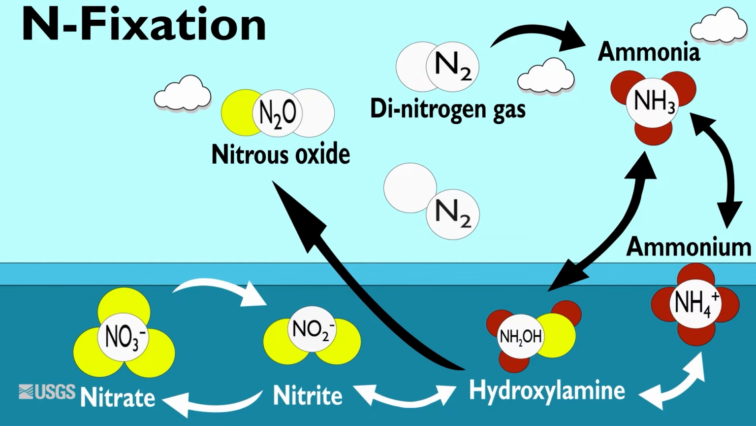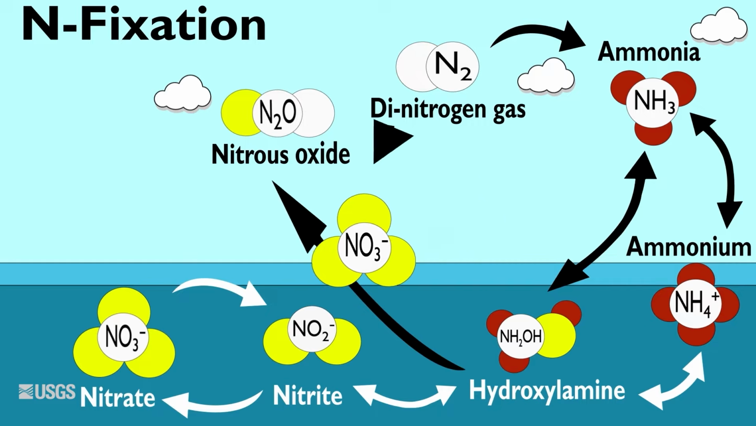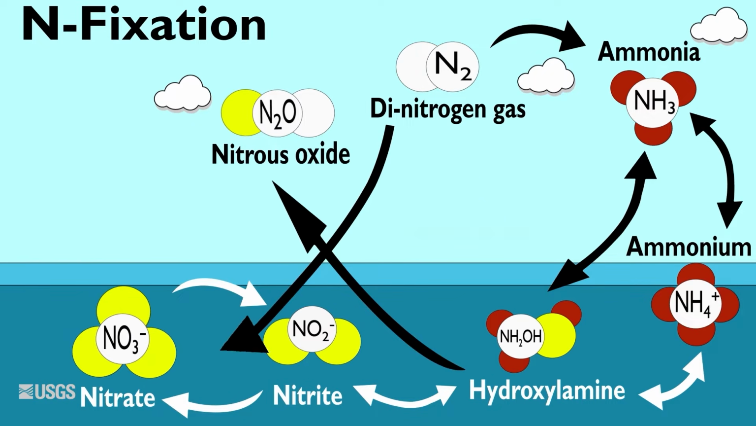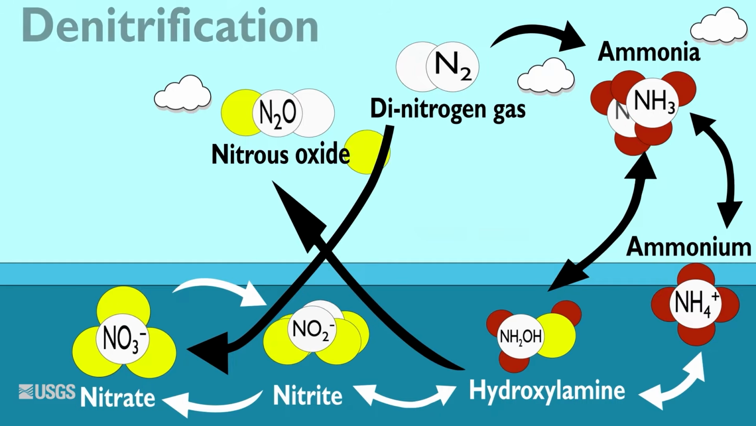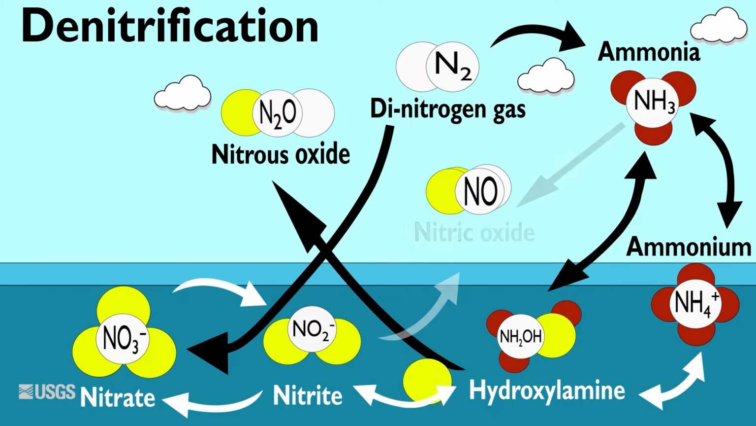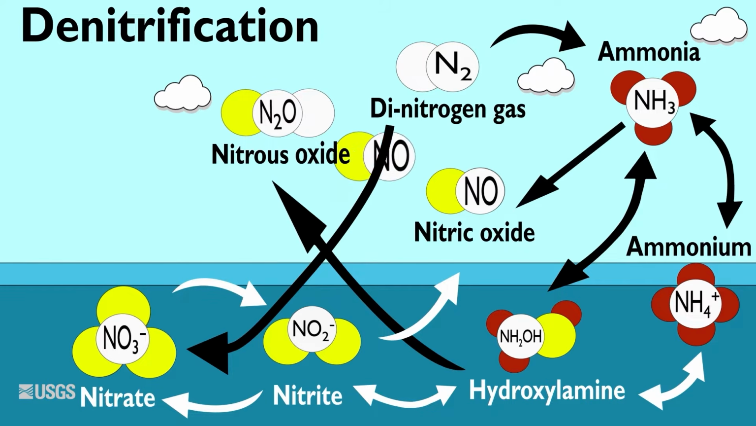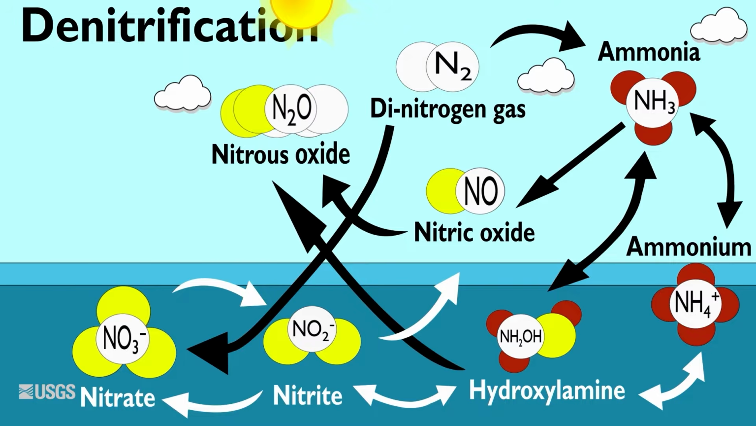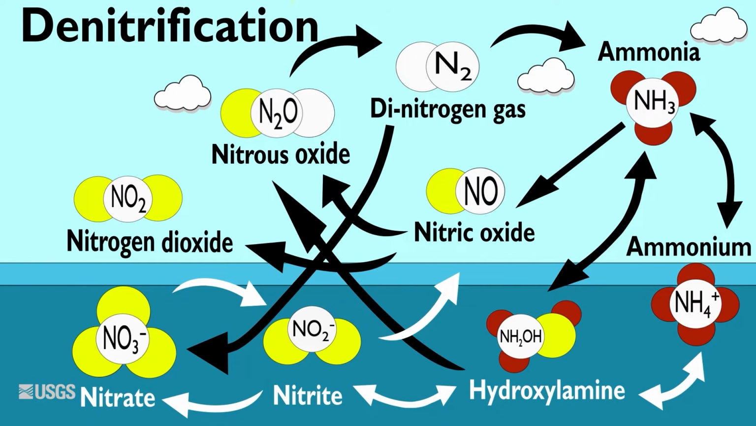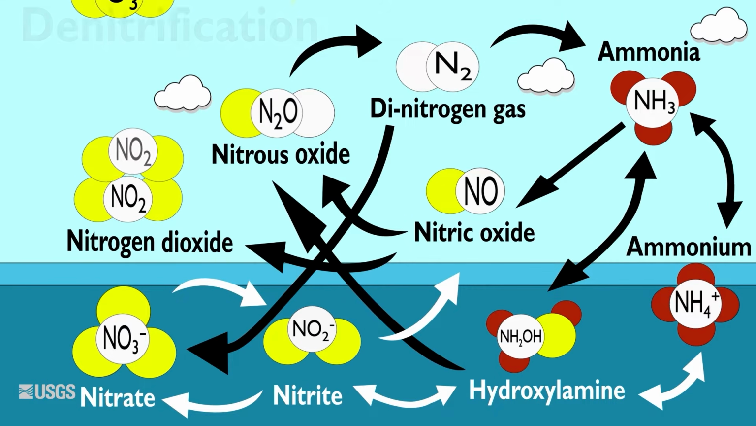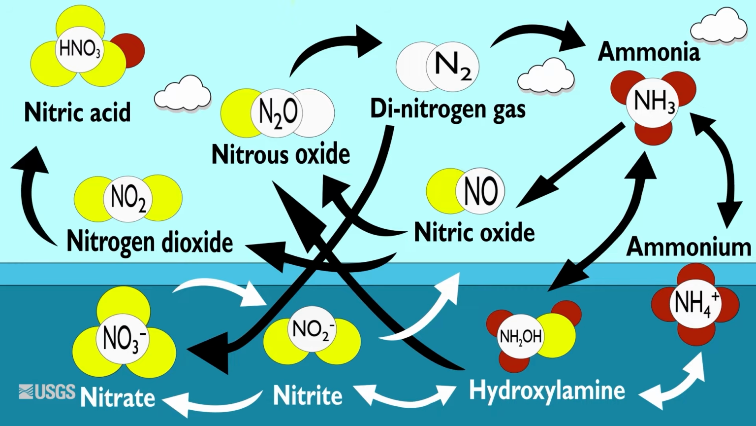Dinitrogen can also be directly fixed to nitrate by lightning and some microbes. Additionally, microbes can convert nitrite and ammonia to nitric oxide, then nitrous oxide, which sunlight further reduces back to dinitrogen. Nitric oxide can also react with ozone to form nitrogen dioxide, then with another ozone to form nitric acid.